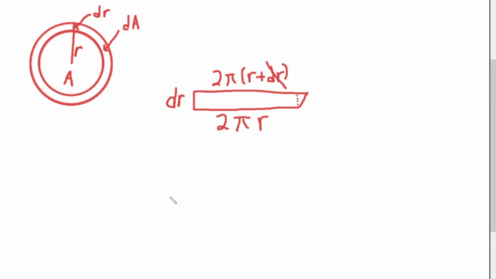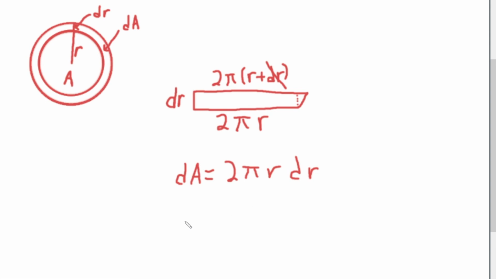Since the area of a rectangle is its length times its width, the change in area of the circle is 2 pi r times dr. So we can write that as dA equals 2 pi r times dr. Once again, this equation only works for infinitely small changes in radius.